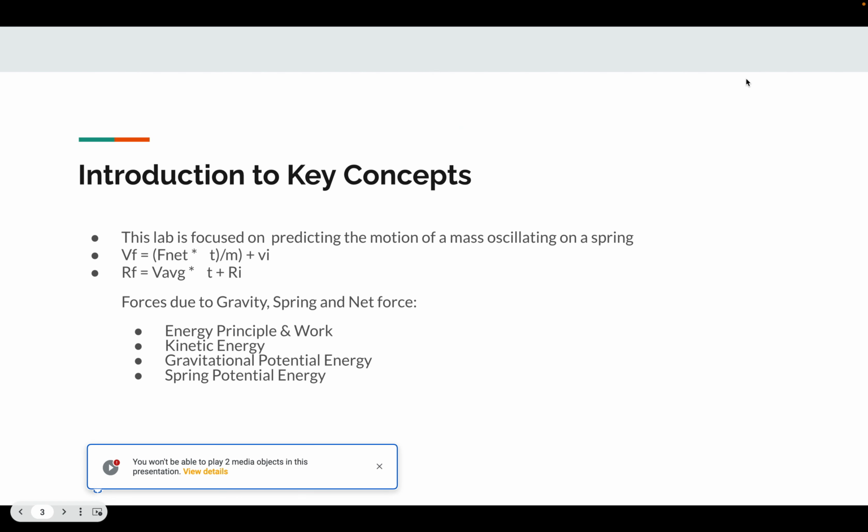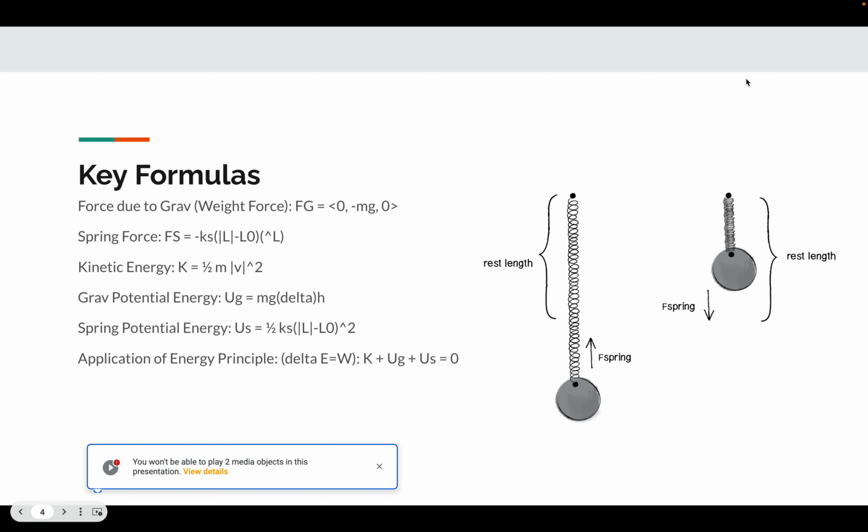So some key concepts, as always, is going to be Newton's second law with both the position update formula and the velocity update formula as shown. In addition, we're also going to be discussing some forces due to gravity, spring, and net force, and also be discussing energy principle and work, particularly kinetic energy, gravitational potential energy, and spring potential energy. Some formulas we'll be using are shown.